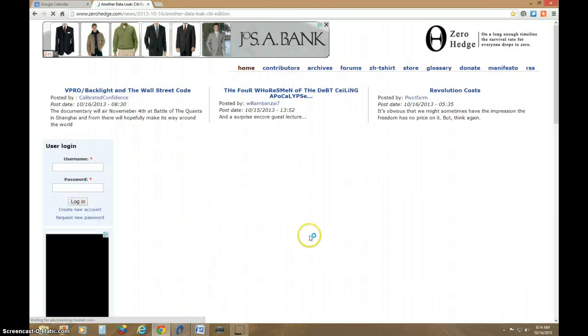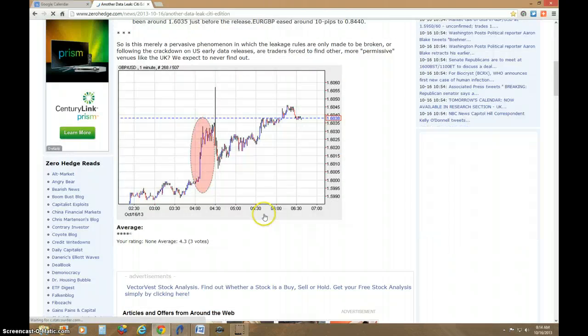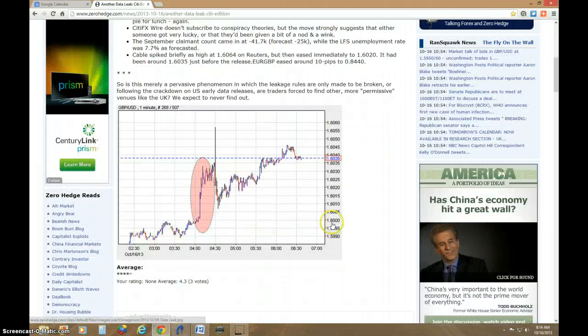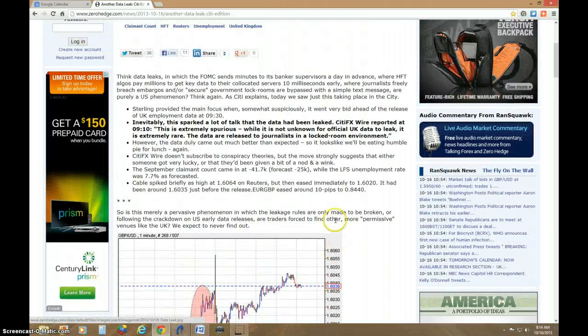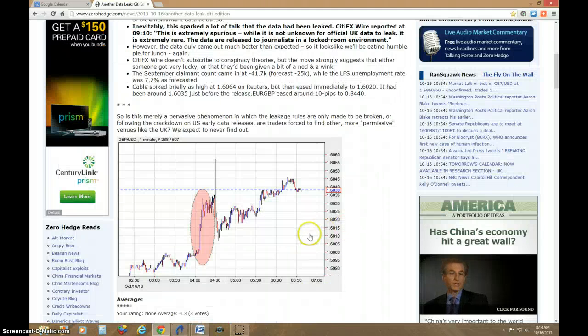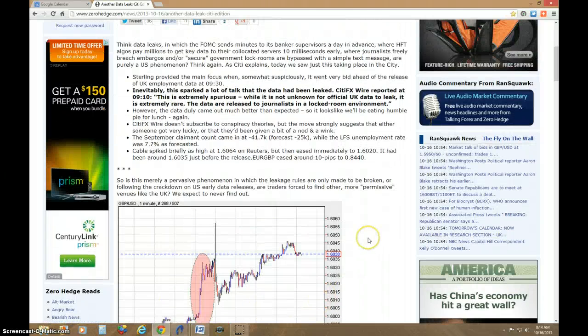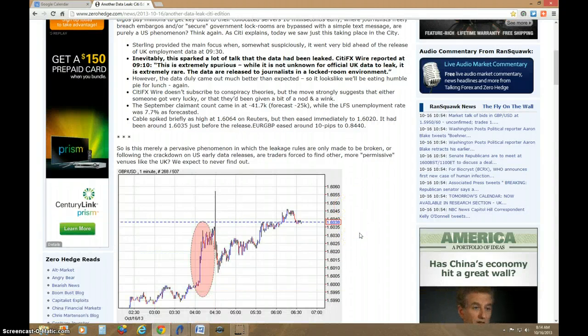So, at Zero Hedge, and it's on the first page for today, October 16th, they were basically discussing in this article right here the fact that information was leaked, you know, regarding, and it doesn't really matter, what the Bank of England was going to say, right? And so here the analyst circles this spike here in price, and supposedly this is when the leaked information came out. But that's all baloney, okay? And this is why.